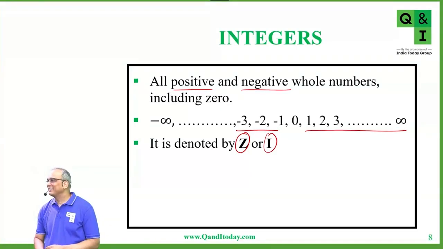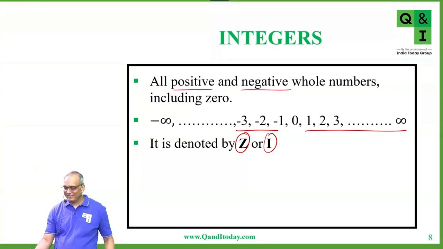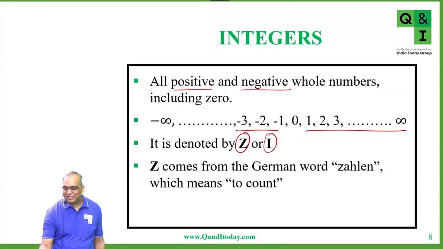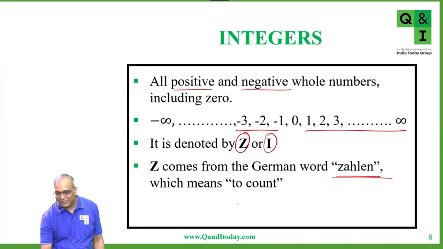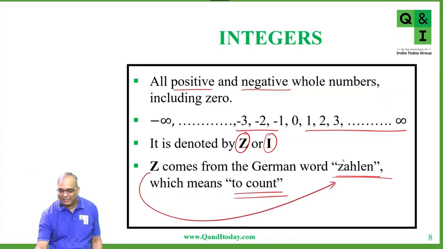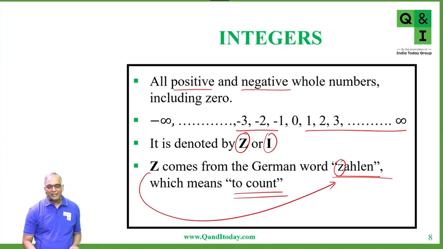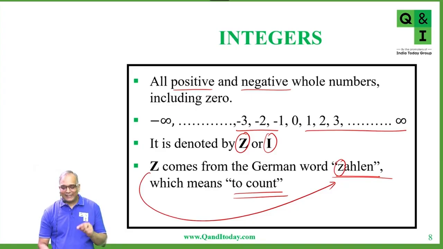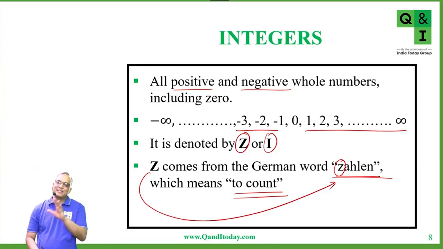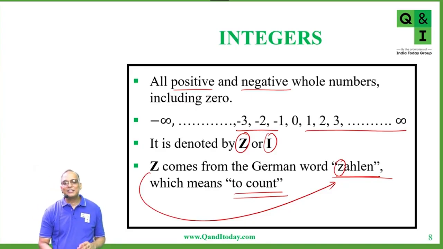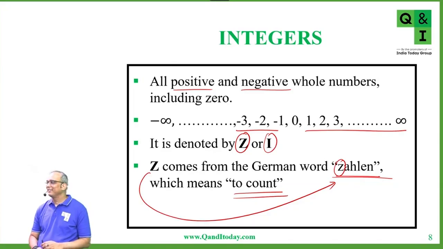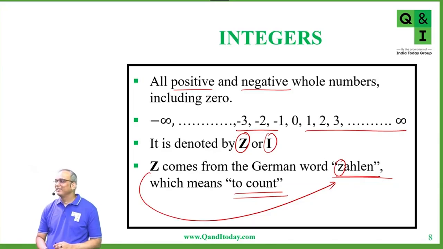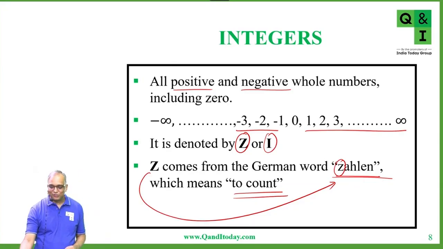Yes, Subhranshu, you are correct. So Z comes from the German word Zahlen, which means to count, and that's why integers are represented by Z, because the first letter of this word Zahlen is Z, and this means to count, and so Z is derived from that German word. Is it clear, students? Good, Subhranshu. So this is a fact which we got to know today.